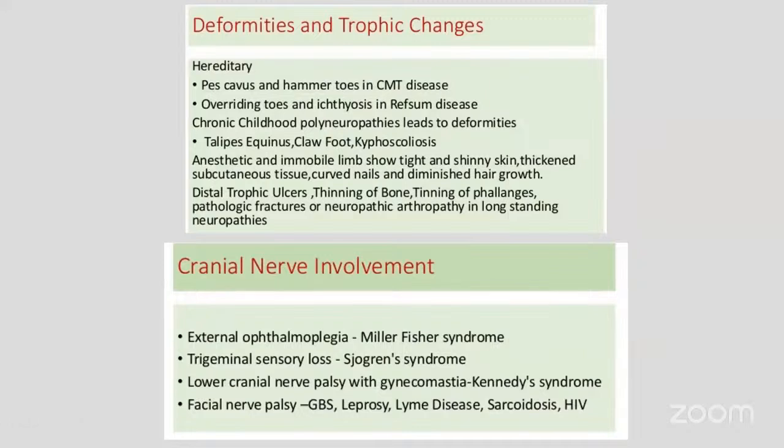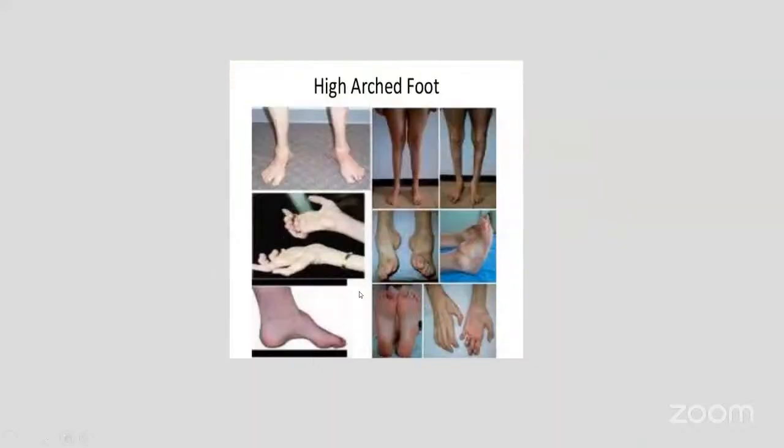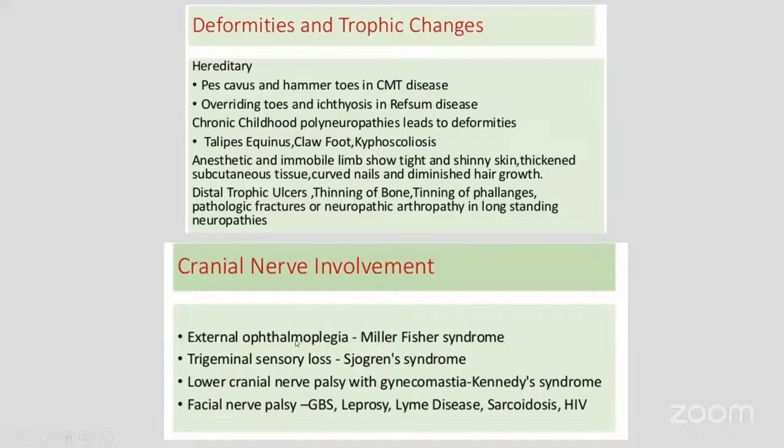Neuropathies with cranial involvement are Miller-Fisher syndrome, that is external ophthalmoplegia, trigeminal sensory loss and Sjogren syndrome, lower cranial nerve palsy with gynecomastia, that is Kennedy syndrome, GBS, leprosy, Lyme disease, sarcoidosis, and HIV may have facial nerve palsy. Sir, in facial palsy with leprosy, they will ask what is the peculiarity? Sir, skin changes may be there. There might be hypopigmented anesthetic patches, and it may have isolated upper facial involvement. Okay, sir. Proceed.